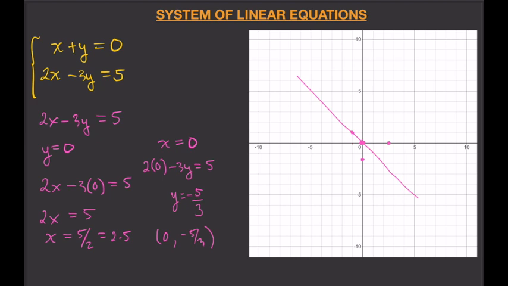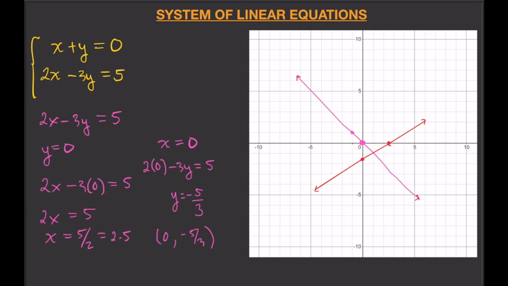So we can just connect these 2 points. Let's do that. And then we can extend if we want to. So that's the graph of this system.